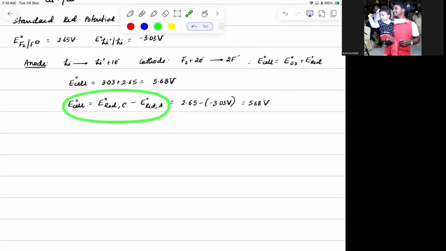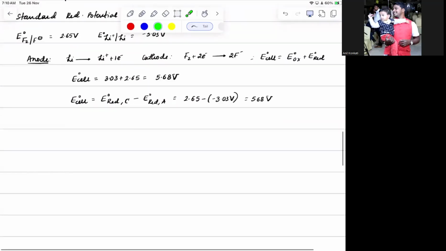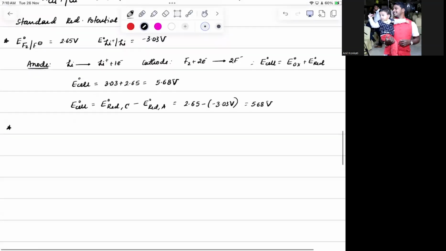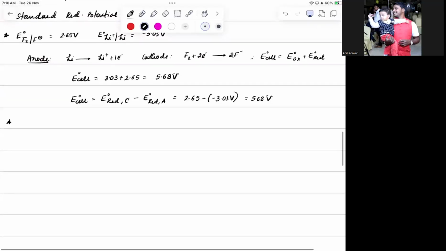Got it? But this is the standard reduction potential. So this is the first idea you should have about the table, like which one has more reduction potential and when. Next thing we need to know is the higher values of the reduction potential. F2 is the most oxidizing here. Clear?